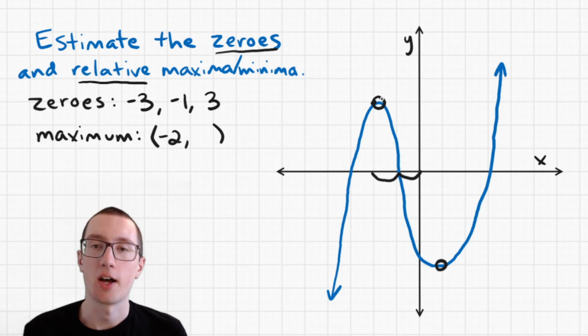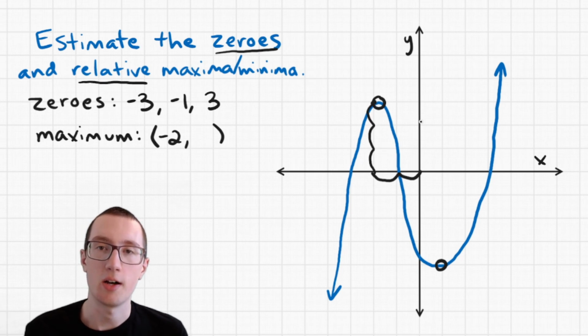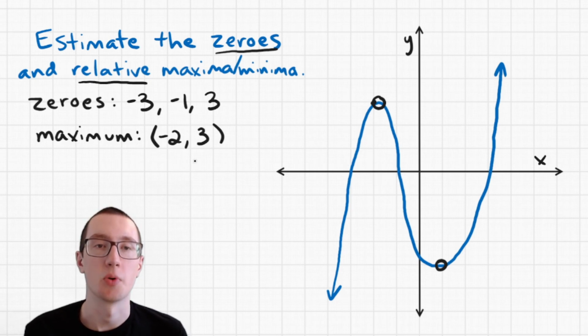And now we have to figure out how high up we have to go. We have to go up 1, 2, 3. And that's positive because as you go up, the numbers go up. So 1, 2, 3, we have to put 3 for y. So we found our maximum. Our relative maximum is -2, 3.